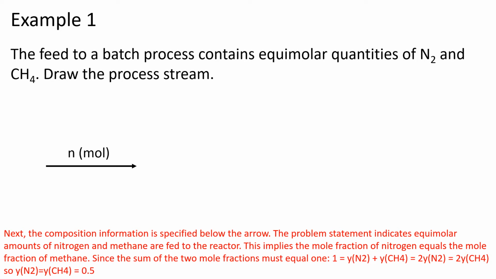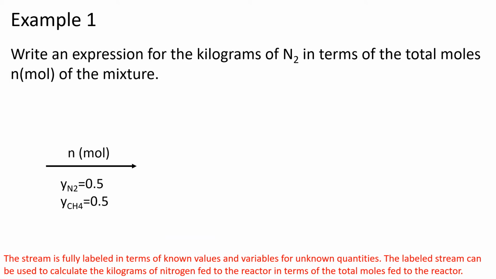Next, the composition information is specified below the arrow. The problem statement indicates equal molar amounts of nitrogen and methane are fed to the reactor. This implies the mole fraction of nitrogen equals the mole fraction of methane. Since the sum of the two mole fractions must equal 1, 1 is equal to the mole fraction of nitrogen plus the mole fraction of methane, which is equal to 2 times the mole fraction of nitrogen, which also is equal to 2 times the mole fraction of methane. So the mole fraction of nitrogen equals the mole fraction of methane equals 0.5. The stream is fully labeled in terms of known values and variables for unknown quantities.